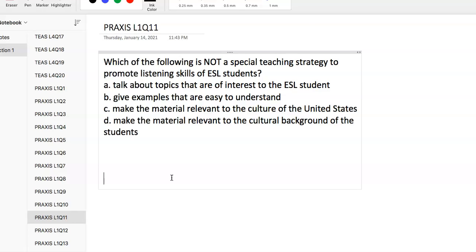Question 11, which of the following is not a special teaching strategy to promote listening skills of ESL students? What we want to know here is, for ESL students, making the material relative to the culture of the United States is not nearly as good as making the material relevant to the cultural background of the actual students. Teachers can promote the listening skills of ESL students by choosing topics that are of interest to the students, giving examples that are easy to understand, and making material relevant to their cultures. All of those are correct.